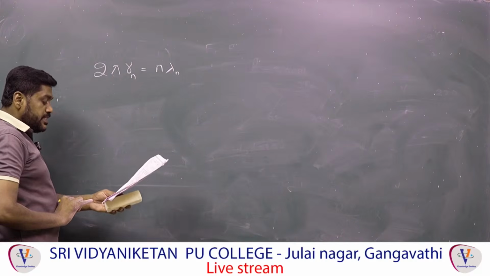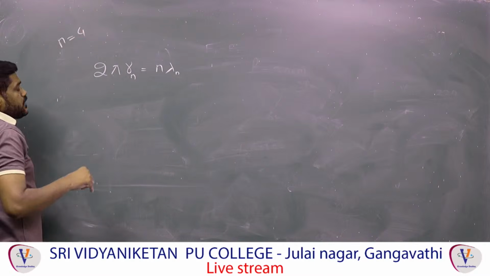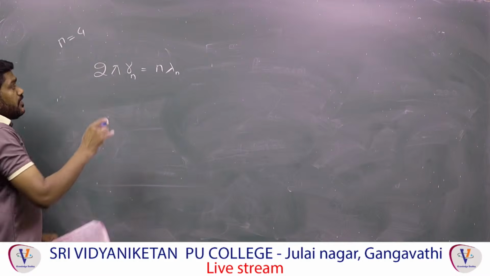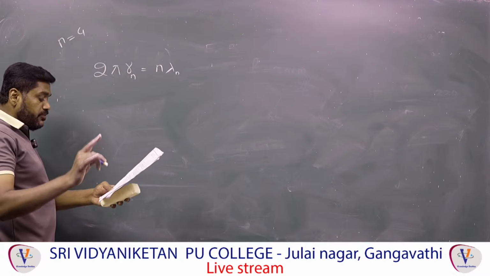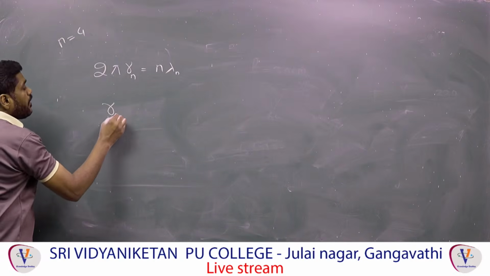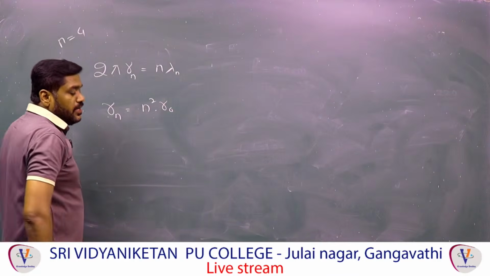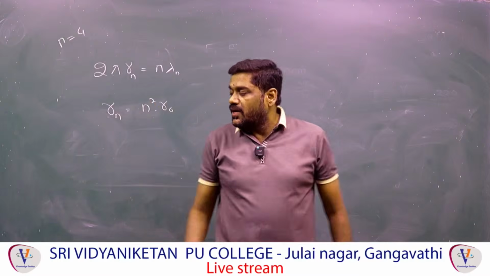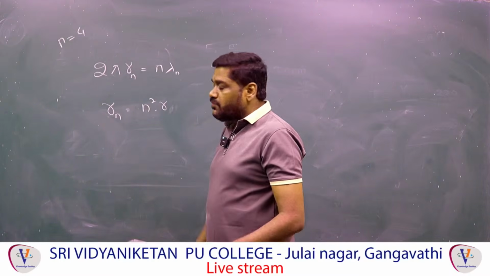What have they given? n is equal to 4. Next, one more relation: the radius of the nth orbit we don't know. They have given the radius of the first Bohr orbit as r. Therefore the formula is Rn is equal to n square into r naught, but in place of r naught they have given r, so substitute there and we can get the answer, okay?